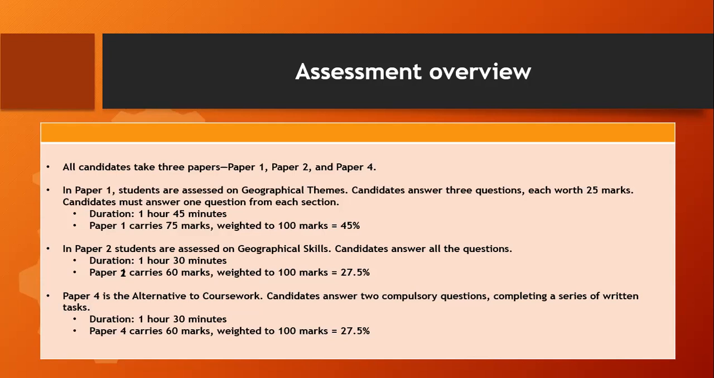The last paper would be paper 4, which is the alternative to coursework. Candidates answer 2 compulsory questions, completing a series of written tasks. Each question carries 30 marks. The duration of the paper is 1 hour 30 minutes, and paper 4 carries 60 marks, which is weighted to 100 marks and equal to 27.5%. So 45% plus 27.5% and another 27.5% will altogether be 100% of the 0460 paper.